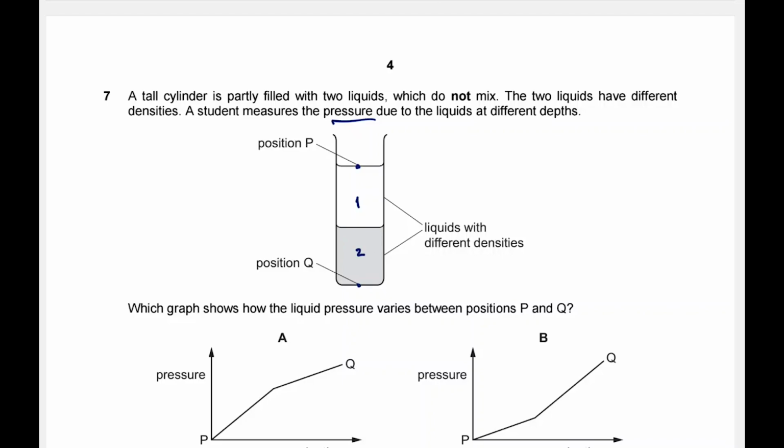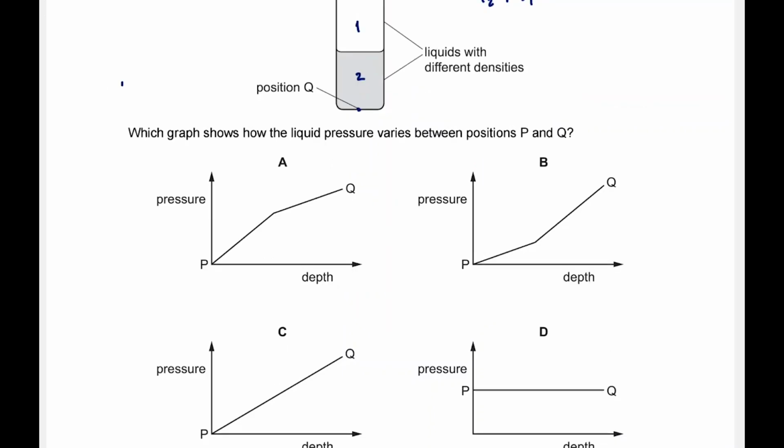Since liquid 2 is at the bottom, we can tell that liquid 2 has greater density than liquid 1. Now we know that pressure is equal to rho g h, which means that pressure is proportional to the density and also proportional to the depth. Since P is at the top of the liquids, there is no depth, or h is 0, so for sure the measurement of pressure will start from 0. So we have this, this and this. So D is not possible.